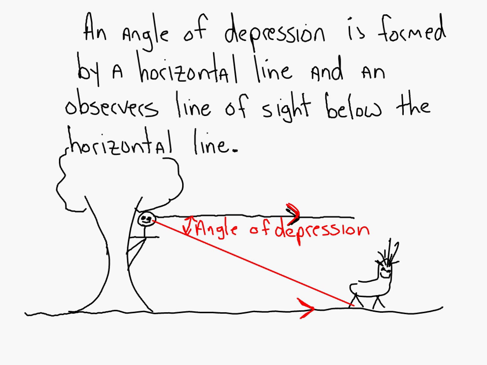Now, keep in mind when you're doing these angle of depression problems, you got a horizontal line out of this guy's eyes, and you got the ground. They're parallel to each other, right? That makes this line of sight a transversal. And it makes the angle of depression and this angle alternate interior angles, and they're congruent. So you're going to be able to use that later to solve problems, find distances.